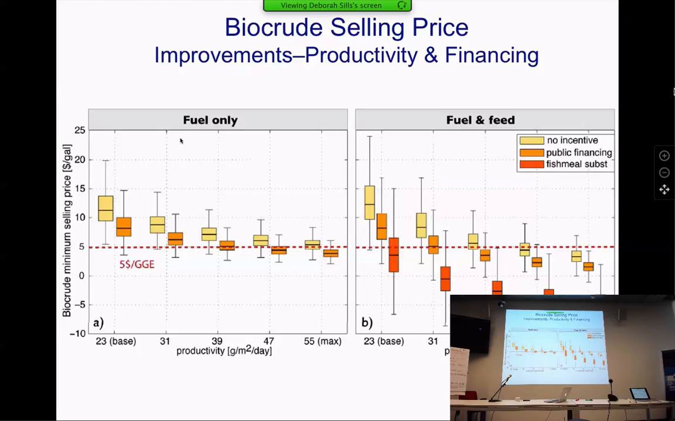But the exciting result is for the fuel and feed. What we assumed here with these dark orange values is that instead of selling this algal residue as feed for poultry and swine, we sell it for fish meal, which has a much higher value. And they're doing trials. So here is where you see, when you get up to this high growth rate of 39, you actually don't even need to sell the oil.